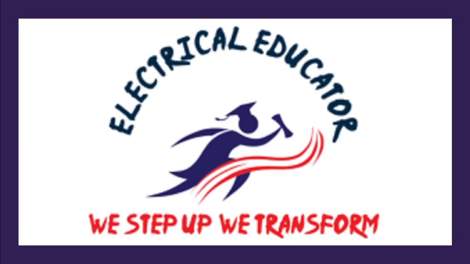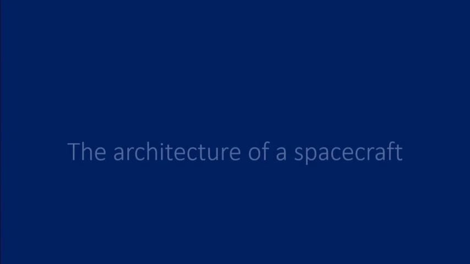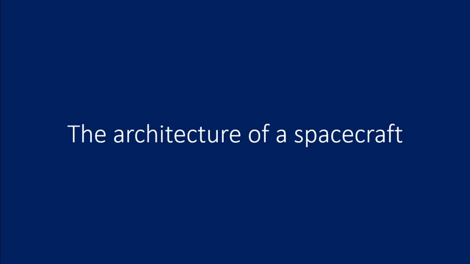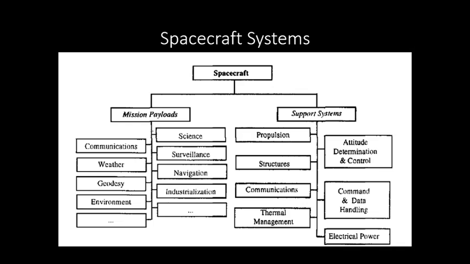Hello everyone, welcome back. So today we shall have a discussion on the architecture of a spacecraft. Overall, a block diagram is shown here which will represent the spacecraft systems. All the working systems of a spacecraft, which are in the spacecraft or which might be necessary for the working of a spacecraft, are categorized into two parts.